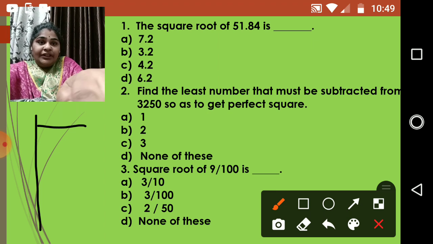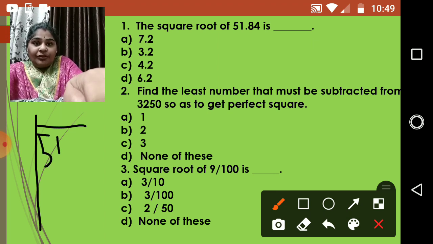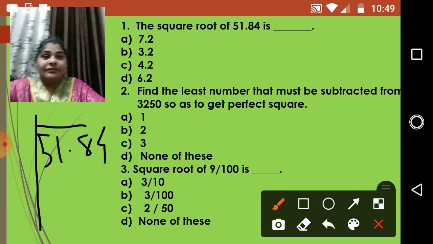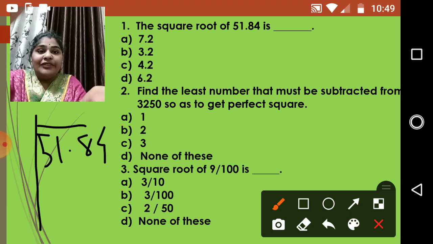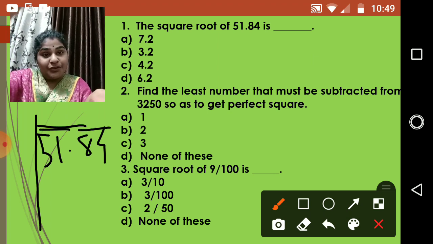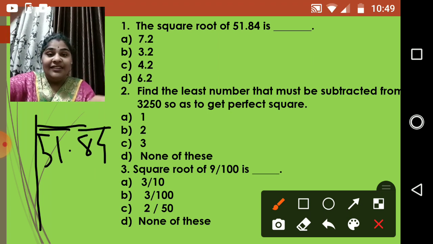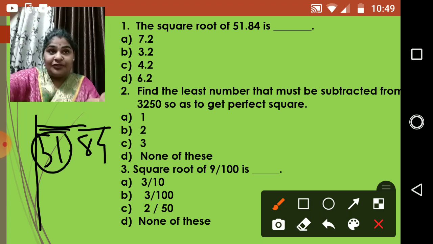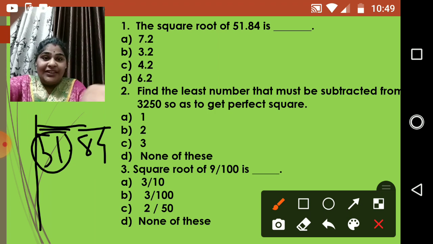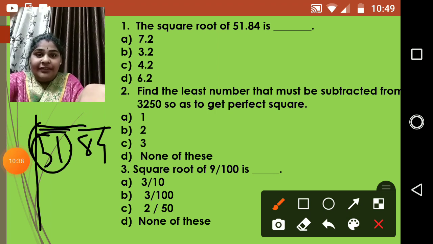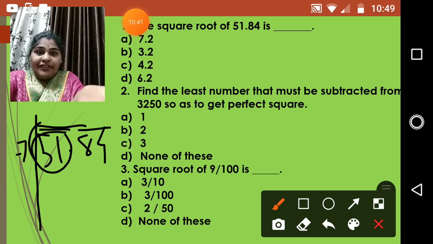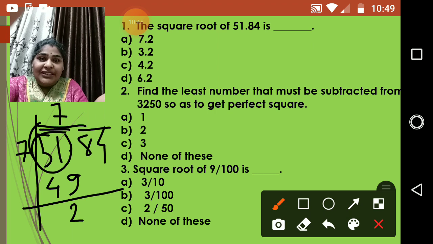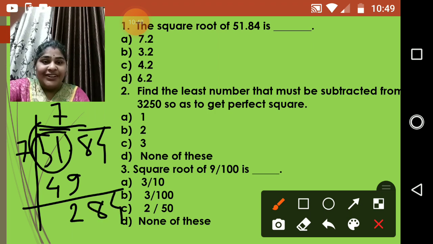Okay, so it is 51.84. Now, we will first pair our numbers. How to pair the numbers we have already seen, right? Now, I can see my first pair here is 51. So what I'm going to take is 7 sevens are 49, right? So 7 sevens are 49. So 2 will be remaining here, 284, right?